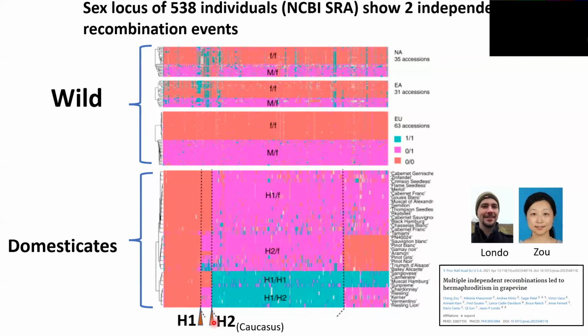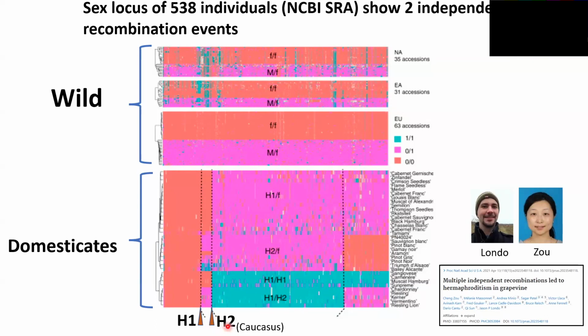So there are two independent events that led to the domestic grape we have today. And these two alleles are both widely used in the grapes we have today, in both wine grapes and table grapes. Quite famous wine grapes are either H1 over H1 or H1 over H2, as you show here.